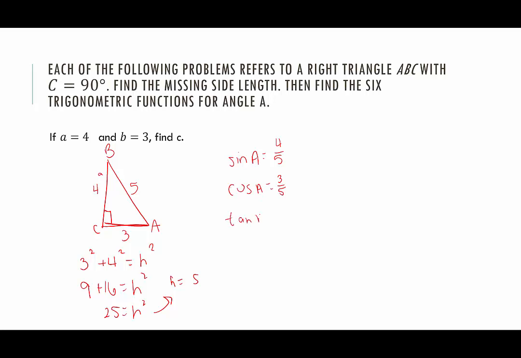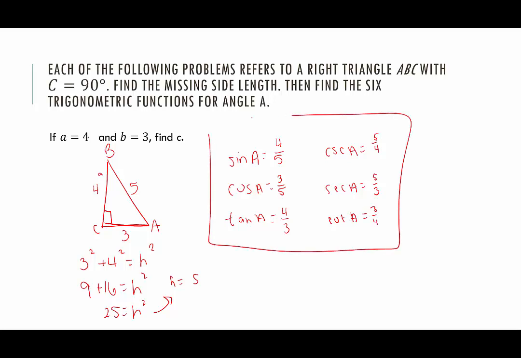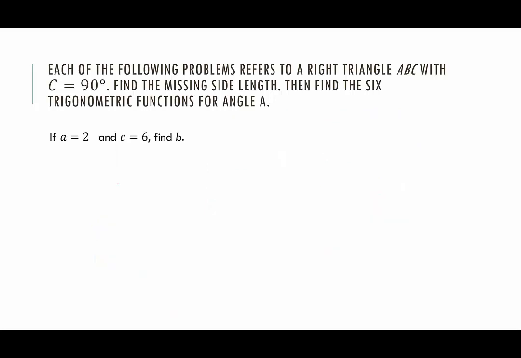Tangent of A is either sine over cosine of A, or the opposite side over the adjacent side, which would be 4 over 3. For the reciprocal functions, cosecant would be the reciprocal of sine, so we would have 5 over 4. Secant would be the reciprocal of cosine, so 5 over 3. And cotangent is the reciprocal of tangent, which would be 3 over 4. So here we have the 6 trigonometric functions after we found that missing side length of 5.